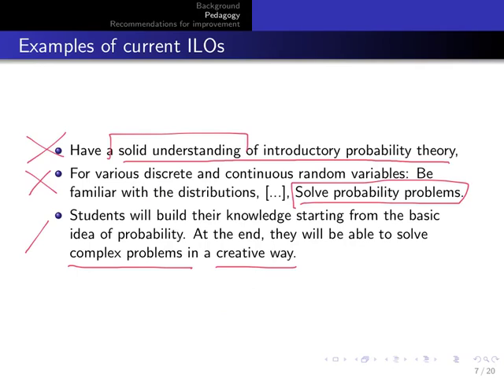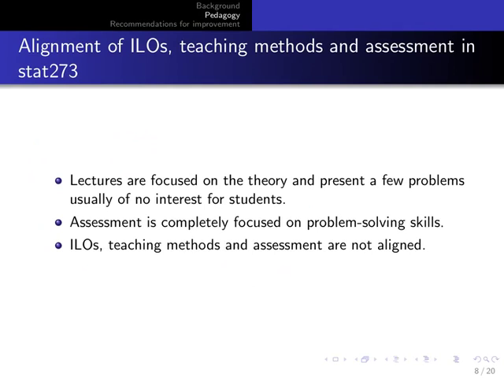So again, a failure in the learning outcomes. Are the learning outcomes, the teaching methods, and the assessment in Status 7.3 aligned? Well, lectures are focused on the theory. This is where they start from, always, for every topic. And then they present a few applications, but more than applications, there are a few problems which are completely theoretical, or anyway, problems that no one is interested in, like die problems or cards problems. They can be even unethical in some cultures.